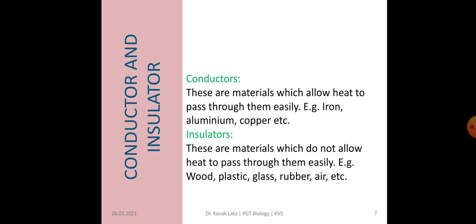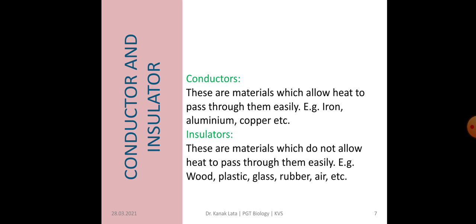Now let us see the difference between conductor and insulator. Conductors are those materials which are able to transfer heat. For example, iron, aluminium, copper, all metals. All metals are good conductors of heat. These materials always conduct heat, pass heat. Whenever heat is able to pass through them easily, these materials are called conductors.